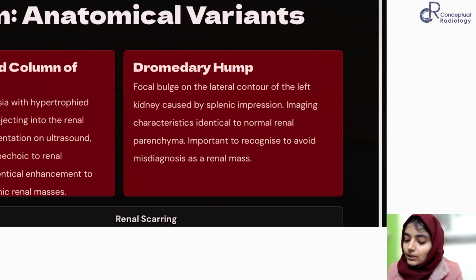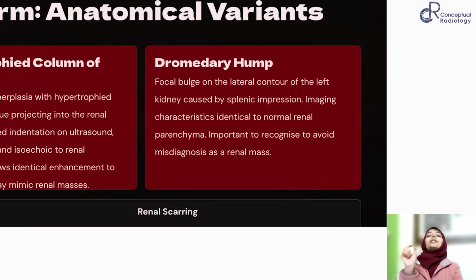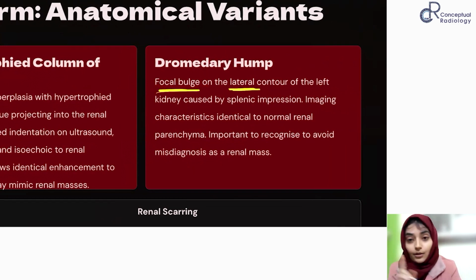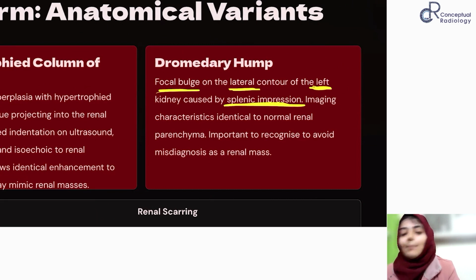And now we come to the third and the last anatomical variant, which is a dromedary hump. So this is a focal bulge on the lateral side of the left kidney. Everything is important. So if you are making dromedary hump on the right side, you are actually logically wrong, because it is only on the left side. Why? Because it is a kind of a splenic impression which happens on the lateral contour of the left kidney, a focal bulge near the mid pole or lower pole of the left kidney. It is identical to normal renal parenchyma.